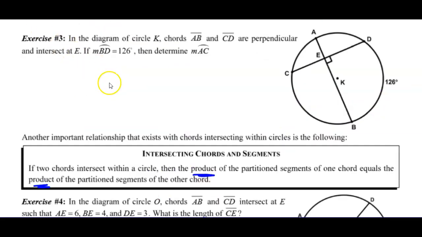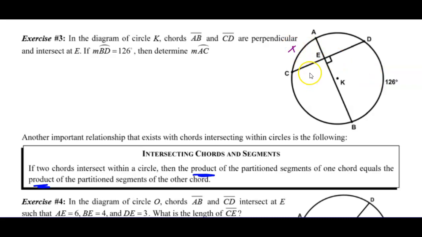All right, exercise 3. We have circle K. Notice that none of these chords go through K, so we have no diameters here. So we just have two intersecting chords. They are perpendicular, so we have the right angle there. And arc BD has been marked as 126. We're trying to determine arc AC.